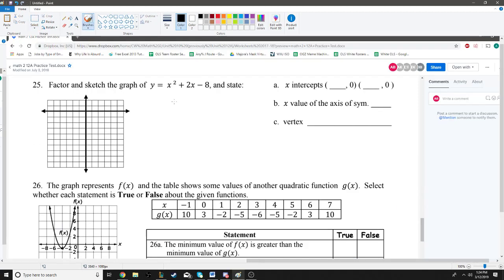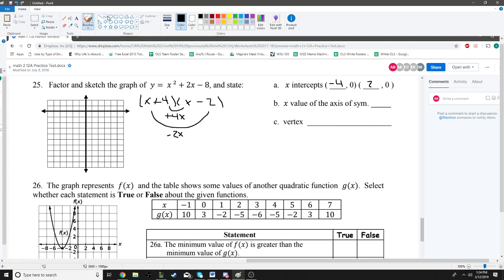Okay, factor and sketch. So we factor this, and we get x in the front. The back two need to multiply to be 8, so I'm thinking it's going to be 4 and 2. 4 times x is 4x. x times 2 is 2x. And it needs to be positive, so that's a positive 4 and a negative 2. So positive 4, negative 2. So therefore, our intercepts are negative 4, 0, and 2, 0.